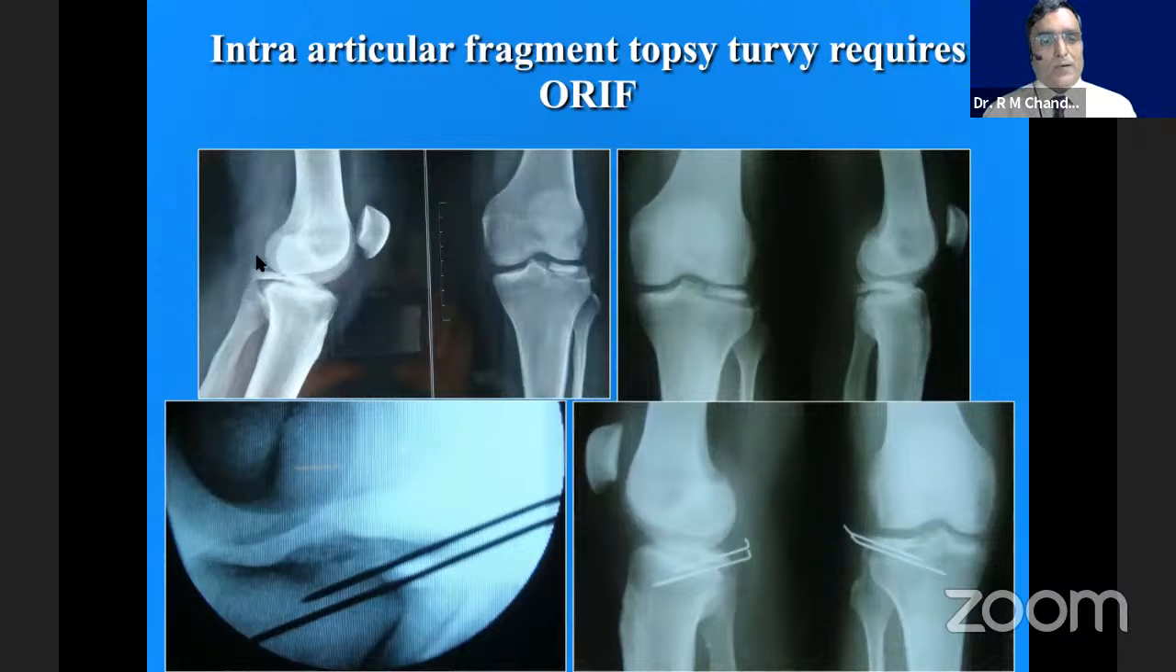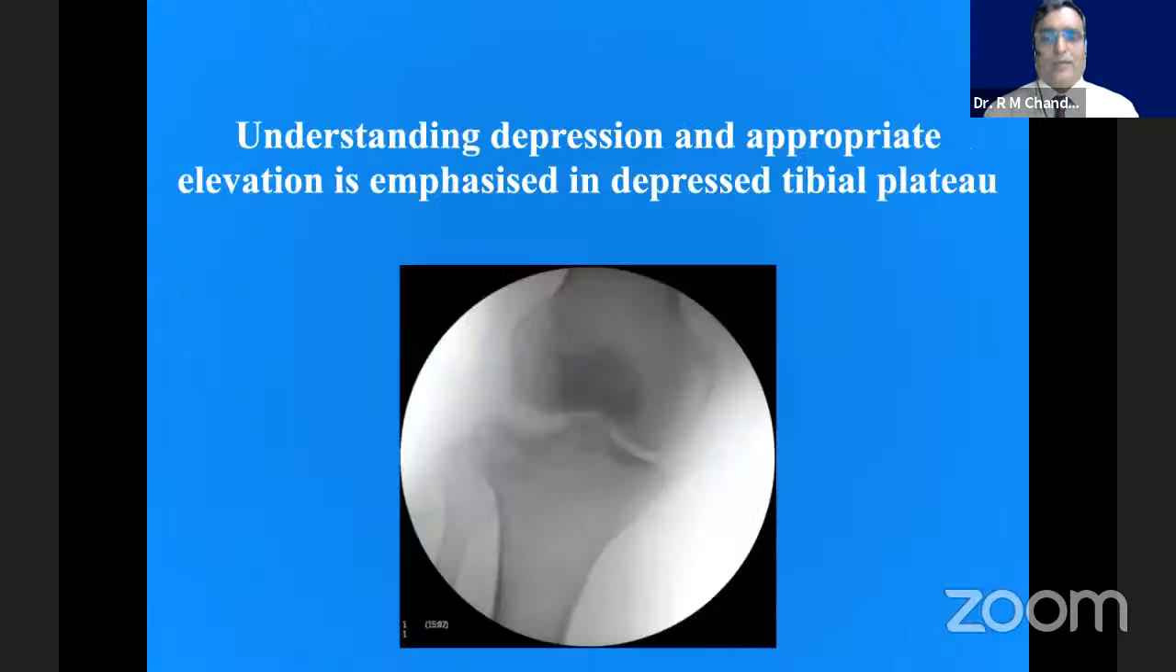This is completely, the articular surface is down, as you can see from here. So this would require opening the joint and then turning the fragment and then fixing it appropriately. Understanding the depression: here it looks subtle, though you can make out that this is the density.